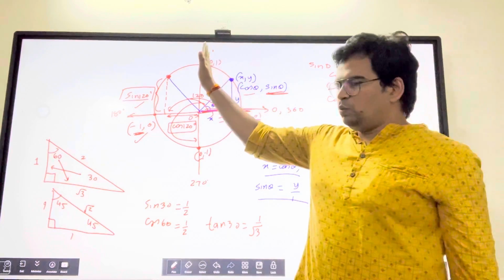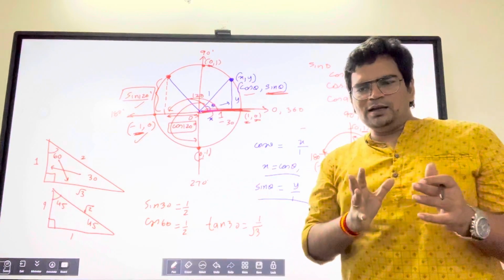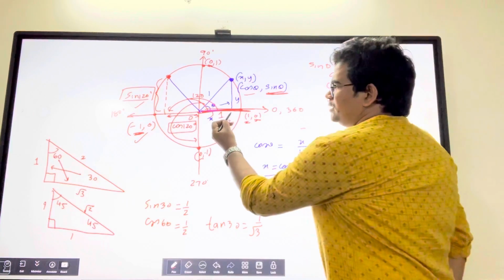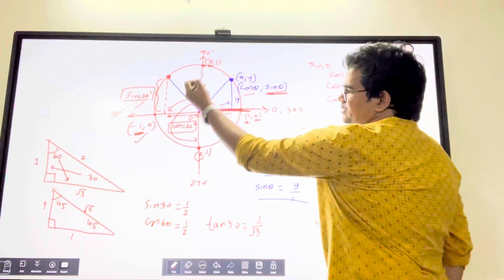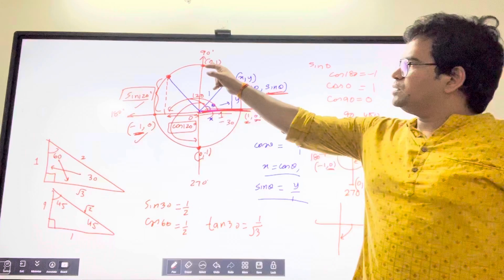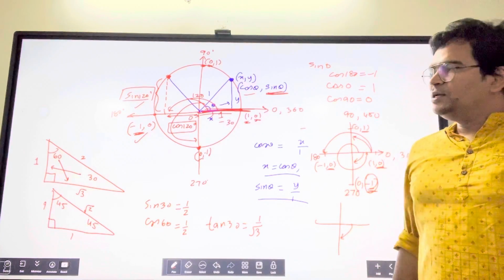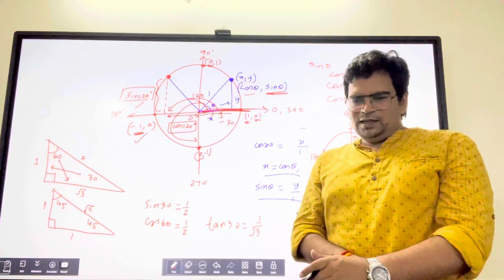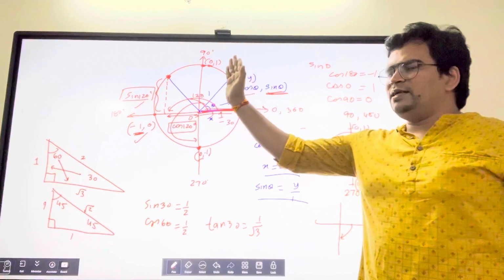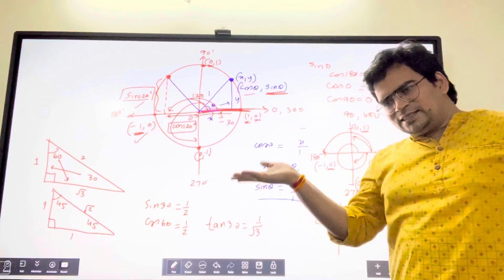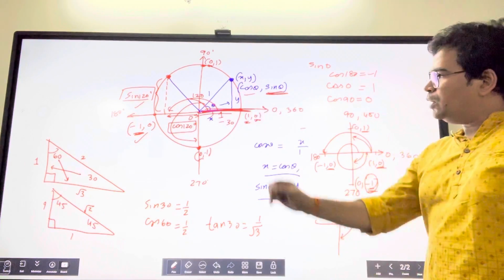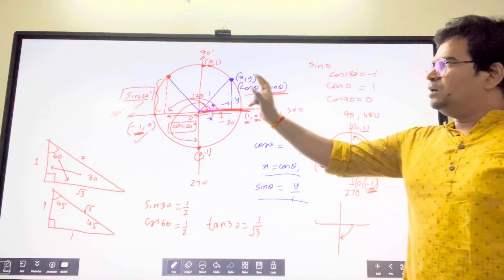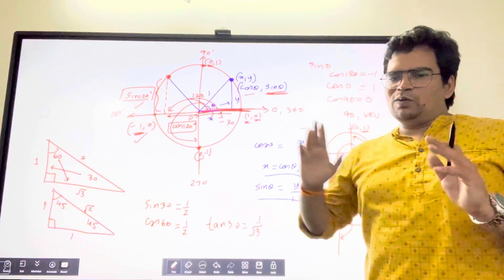If you have any angle along the y-axis, since you measure cosine along the x-axis, I mean the x distance, you can see this is the x distance. So if you're along the y-axis, your x distance is 0, because x is always 0 along the y-axis. So any angle along the y-axis, meaning 90, 270, minus 90, minus 270, will have cosine as 0, and sine will be either 1 or minus 1.